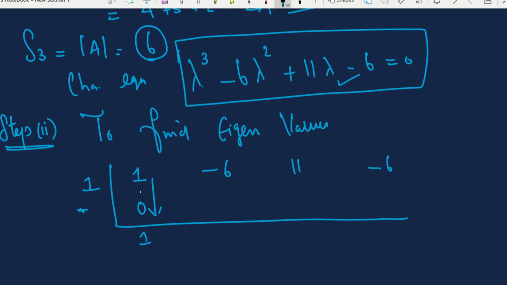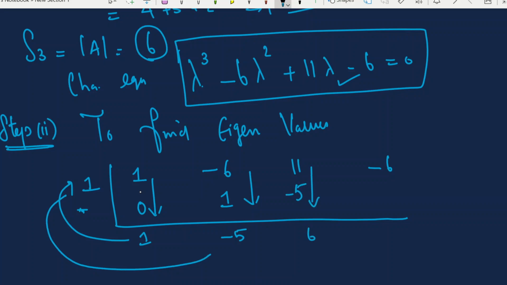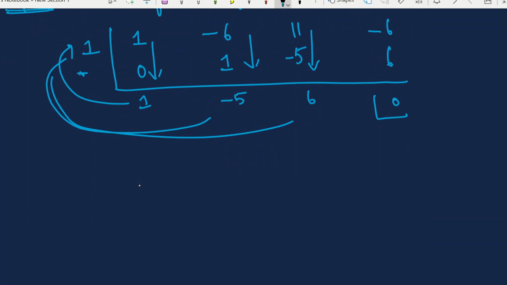Again multiply these two, 1 into 1, 1. Again adding these two entries, minus 5. Again multiply minus 5 into 1, so negative 5. Again adding these two entries, 6. Multiply 6 and 1, 6. So now the remainder is 0. So lambda equals 1. This is the first value.